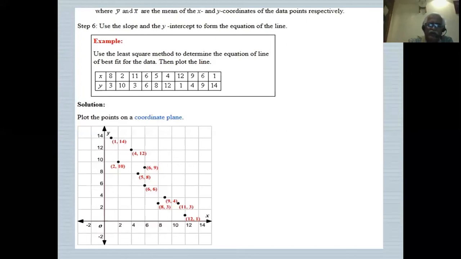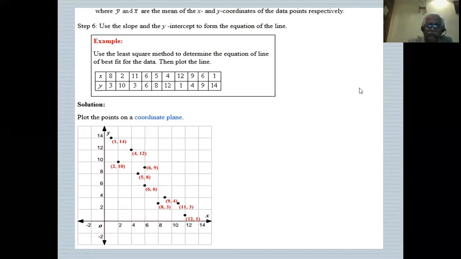Now better to show you. This is the data: x is 8, 2, 11, 6, 5, 4, 12, 9, 6, 1. Y is 3, 10, 3, 6, 8, 12, 1, 4, 9, 14. So plot the points. If you plot the points, 1 is on the x-axis and 14 on the y-axis. Then there is 6 and 9.